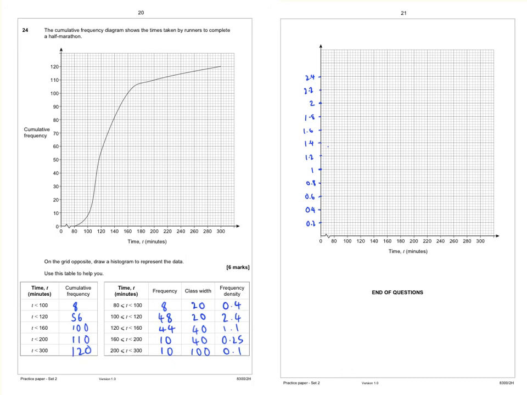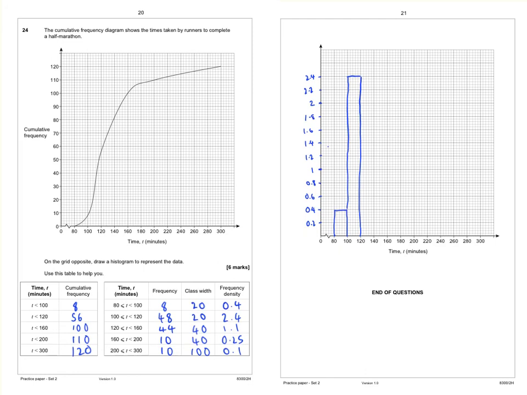So you need to use a ruler and a pencil for this. We need to go to 0.4 from 80 to 100. Next one is from 100 to 120, and this one goes all the way up to 2.4. So we're going to go all the way up. And this one went up to 120, so it's going to be here. Okay, so that's that one.